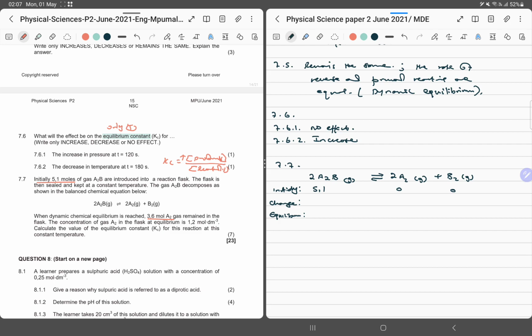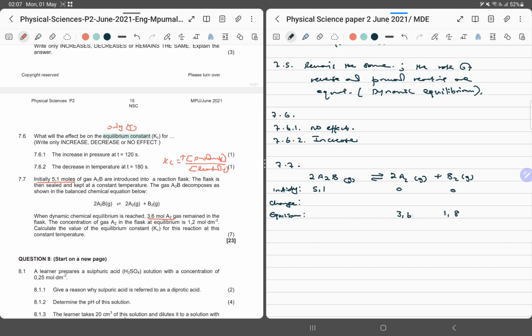So now we're told there's 3.6 moles here at equilibrium for this one. Because this is a 2:1 ratio, we just take 3.6 and divide it by 2 to get the number of moles that should be present of gas B2. Because it's a 2:1, so just half that.